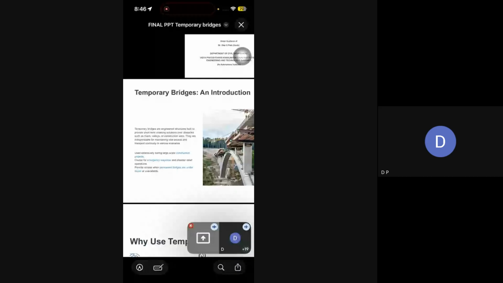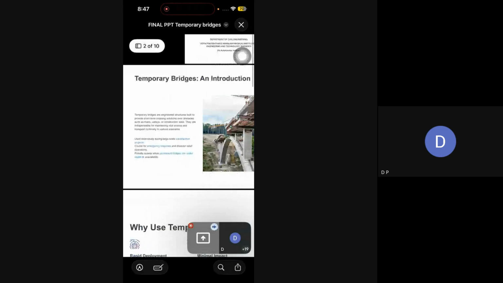Topic is temporary bridge introduction. Temporary bridges are engineered structures built to provide short-term crossing solutions over obstacles such as rivers, valleys, construction sites. They are indispensable for maintaining vital access and transport continuity, used extensively during large-scale construction projects, critical for emergency response and disaster relief operations, and provide access when permanent bridges are under repair or unavailable.